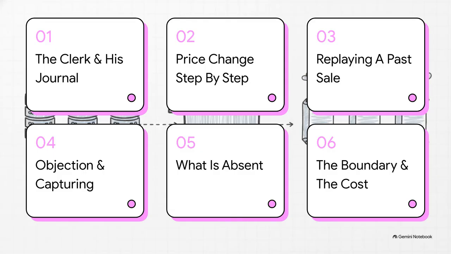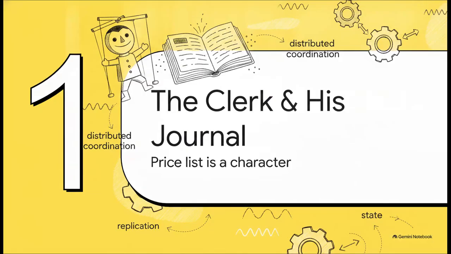We're looking at a design where the price list is just another character in the program, one who just happens to stand in more than one place. We'll explore the clerk and his journal, trace a price change step by step, see how replaying a past sale works, address the main objection around capturing, look at what's entirely absent from the system, and finally, define the strict boundary of this approach. So let's look at the clerk and his journal and what it means to treat the price list as a character.